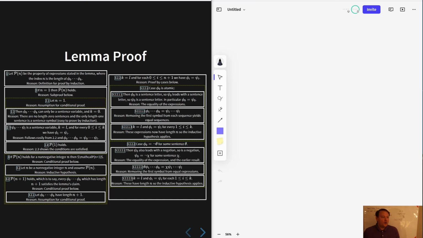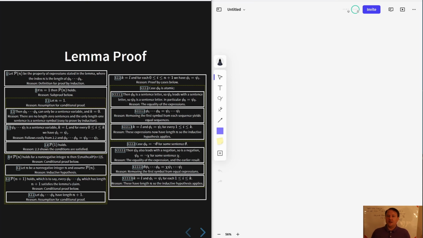So now let's think about what happens if phi 0 is a negation. So phi 0 is a negation, let's say negation theta for some sentence theta. Well, then because phi 0 leads with a negation, psi 0 also leads with a negation, and again, by the earlier stuff that we've already proved, psi 0 must just be a negation. That is to say, it is negation chi for some other sentence chi.